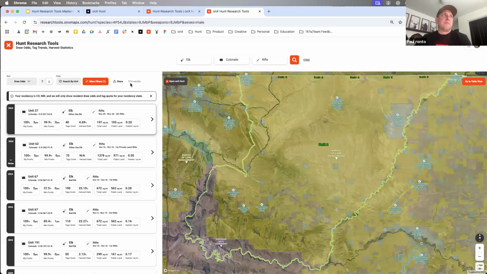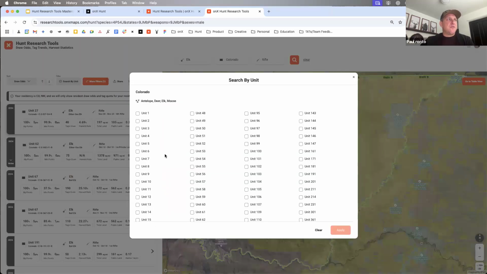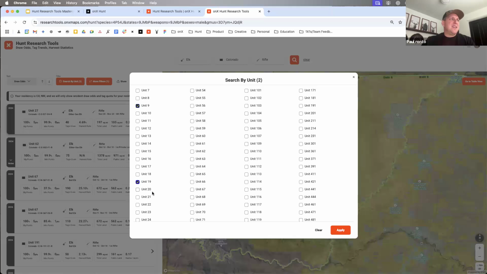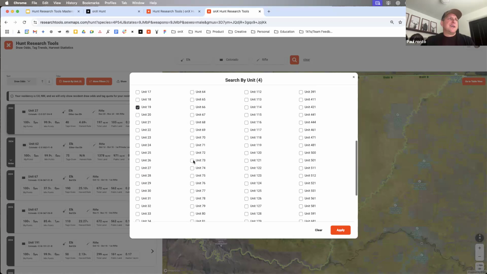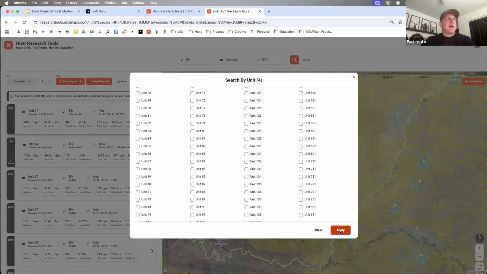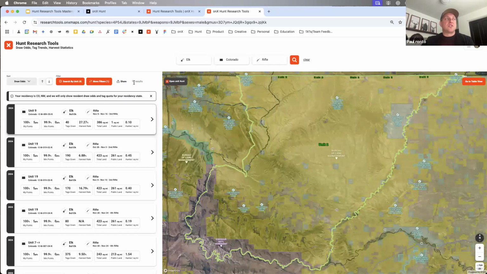All right, now we're working with some better numbers. We were at 1,200, now we're at 500 results. So let's see what other filters I can do. I can search specifically by unit. I live in Fort Collins, so that's up by unit 9. I know unit 19 is up here. Let's see, 7 and 8 is up here. That sounds good. Let's apply that. Now I'm down to 16 results. All right, now I can actually start cooking with this, okay?